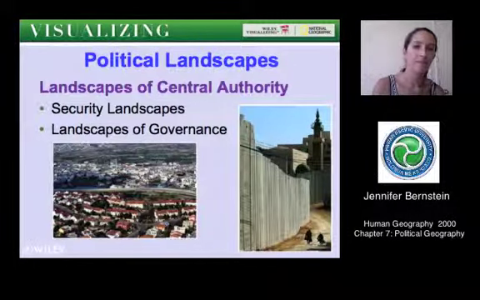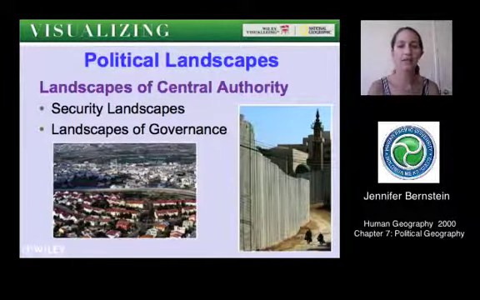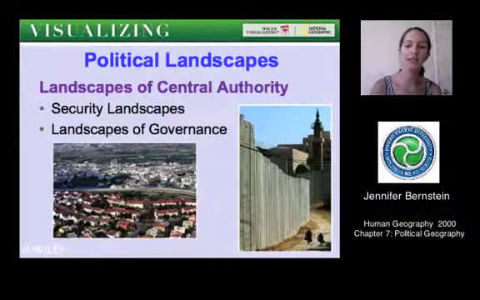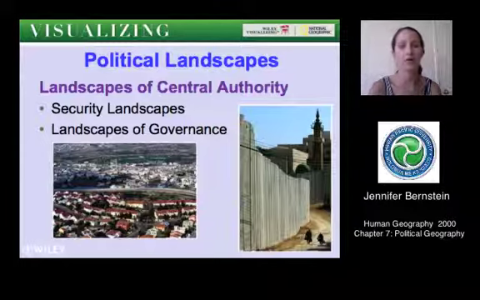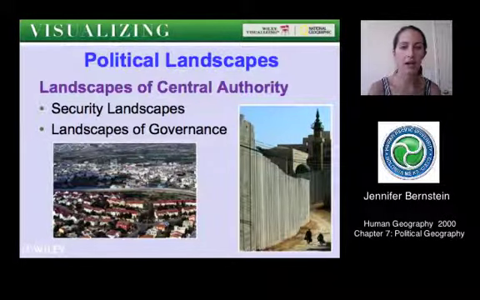Political landscapes, or landscapes of central authority, are political landscapes that are the result of policies that are implemented by a central or a federal government. So they contribute to the process of state building. They connect parts of a country together while reinforcing the central government and the authoritativeness of the central government.